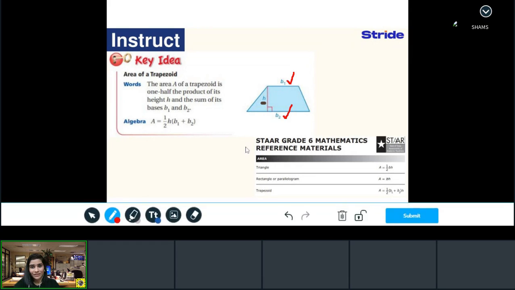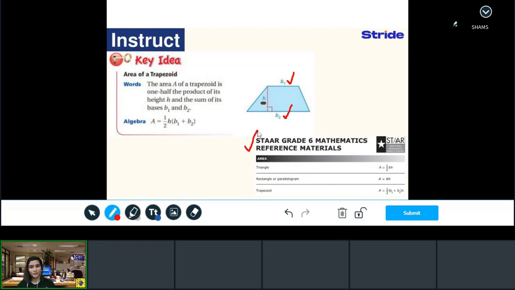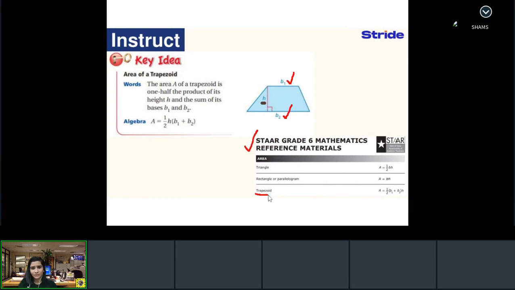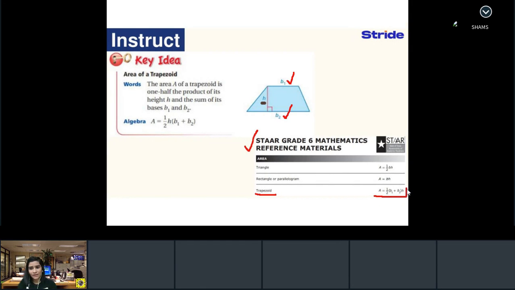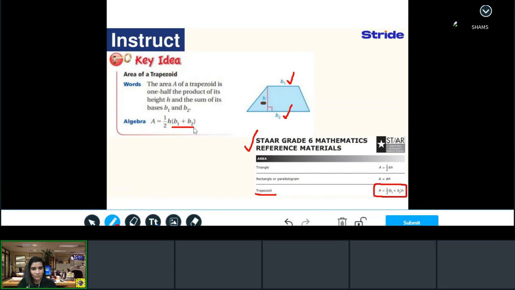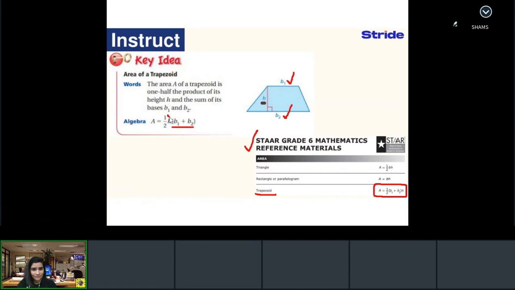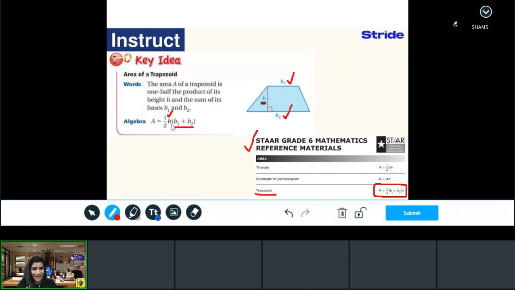We have something called the STAAR reference chart, a good resource for this unit. It has the formula for finding the area of a trapezoid. Once you identify the bases and the height, you can use this formula. Let's see what the formula is saying. First add the bases, then multiply by height, then find half of the product, and it will give you the area. Let's practice one question and I will show you step by step how to solve it.